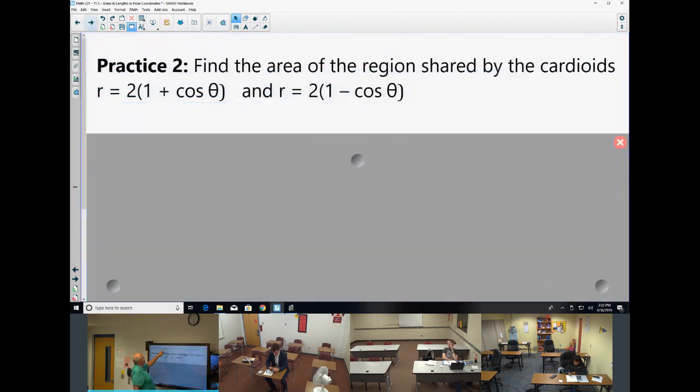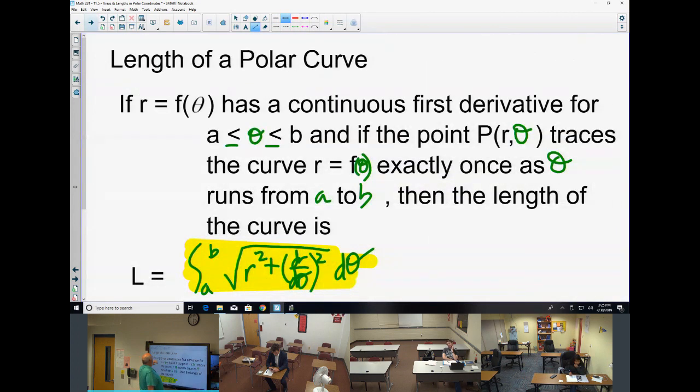All right, so the length of a polar curve. Now, we've actually done lengths of curves that were functions of x, and we've done lengths of curves that were parametric. This is the third formula for the length of a curve. This is the polar curve.